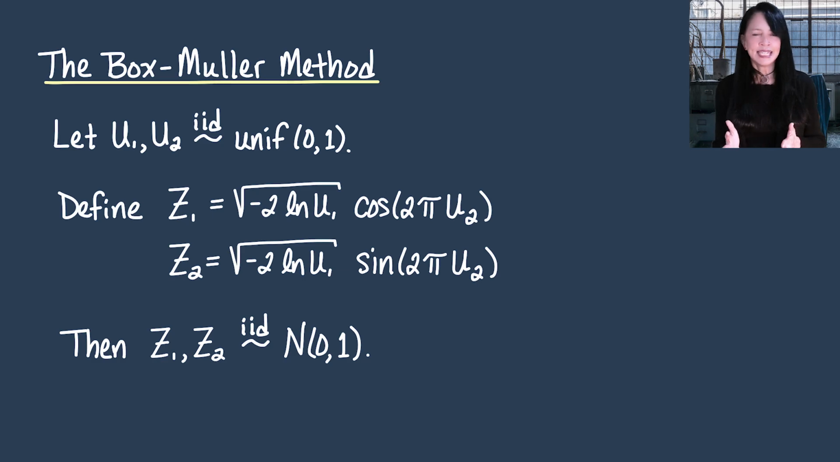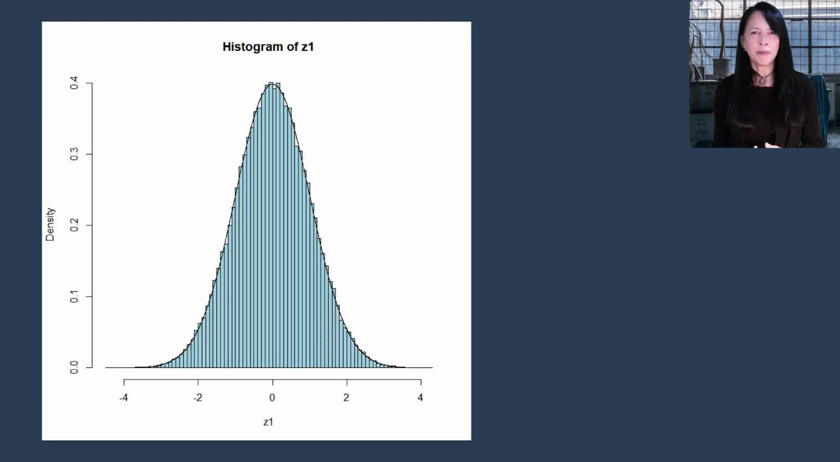I did this 100,000 times. I simulated 200,000 uniform 0, 1s from my random number generator, and I computed Z1 and Z2. Here is a histogram of my Z1s with the standard normal PDF superimposed. You can see it looks really, really nice.